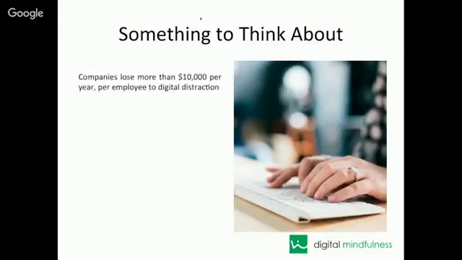So for example, here are some of the problems that we face. Companies now, and this figure is from 2013, I'm not entirely sure what the figure is now, lose more than $10,000 per year per employee to digital distraction. I think everyone who's listening to this is probably familiar with this: the average person checks their phone and mobile devices at least 150 times a day.